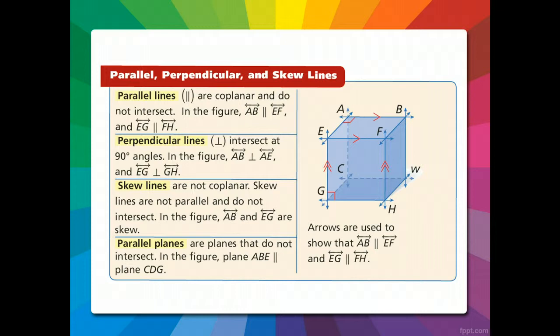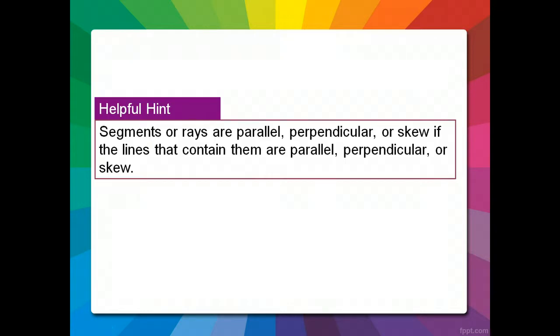Parallel planes are planes that do not intersect. Plane ABE is parallel to CDG. Segments or rays are parallel, perpendicular, or skew if the lines that contain them are parallel, perpendicular, or skew. So since they're included in the line, whatever's happening with the line is also happening with a ray or a segment.